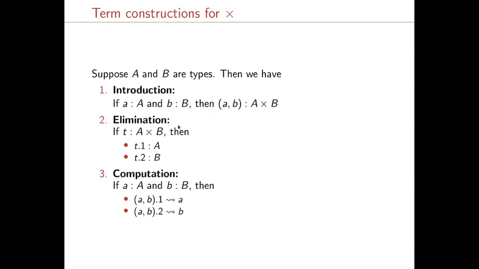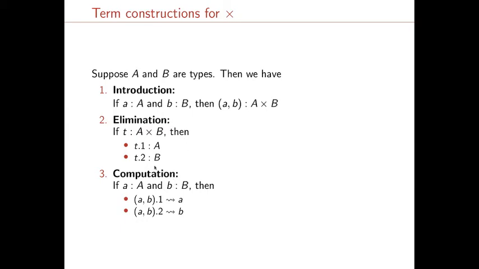The elimination rule for AND said that if we have a proof of A and B, then we can get out of that a proof of A with the elimination rule on the left, and we can get out of that a proof of B with the elimination rule on the right. So AND elimination on the left and AND elimination on the right. These constructions here, t.1 and t.2, are precisely analogous to the elimination on the left and on the right hand side of A and B.